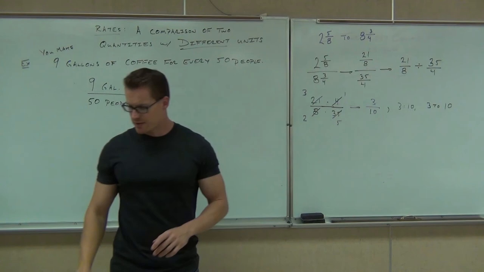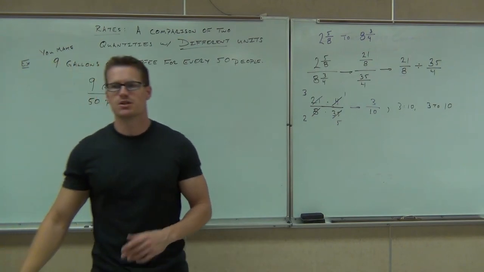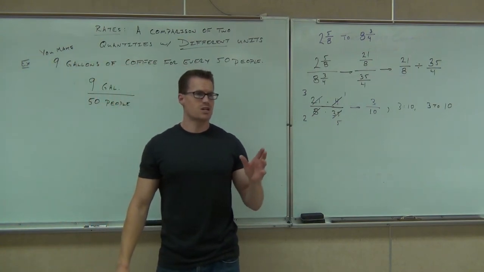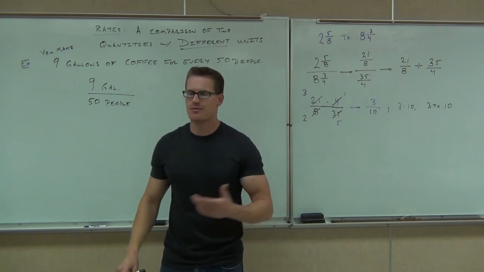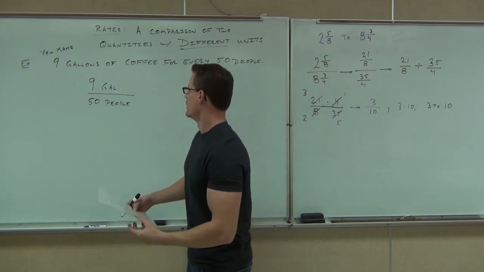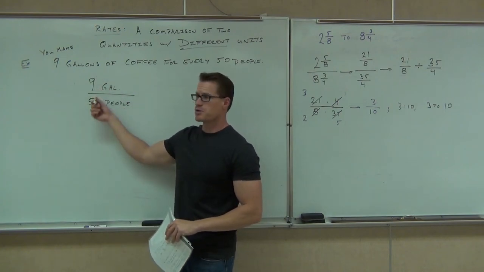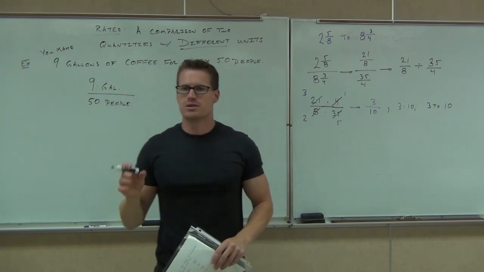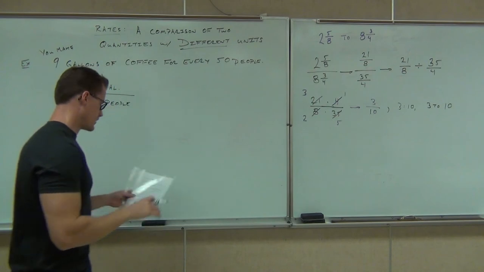Now, typically, you only write these rates one way. You just write them as a fraction. That's how we see them in real life. That's how we deal with them in real life. Ratios, yeah, you have these three ways to write them. With rates, we don't. We're just writing a fraction, make sure you put those units and you're good to go. You can still simplify these things, but the units are definitely written.